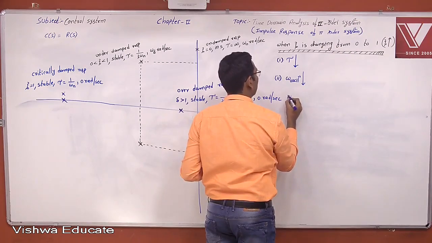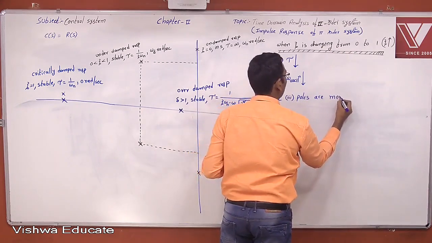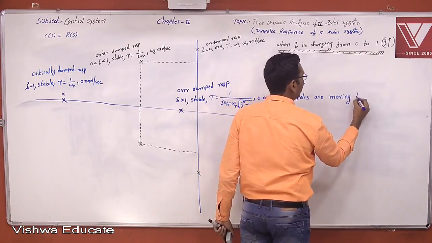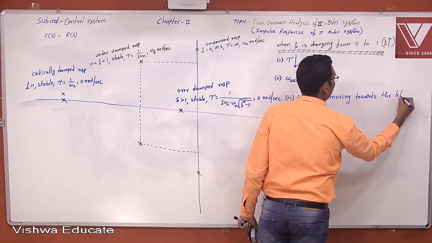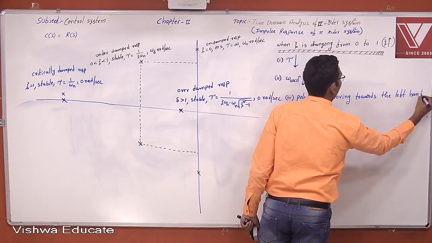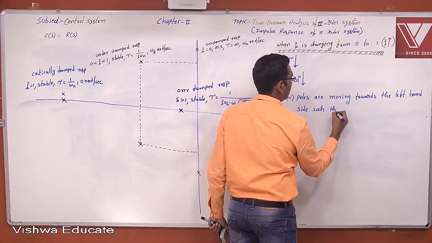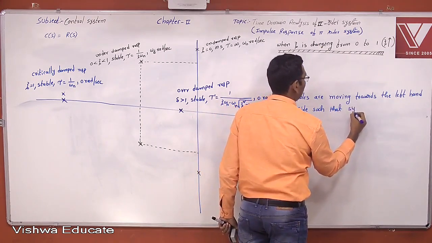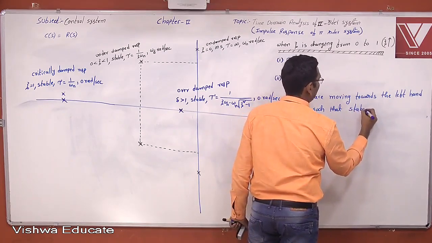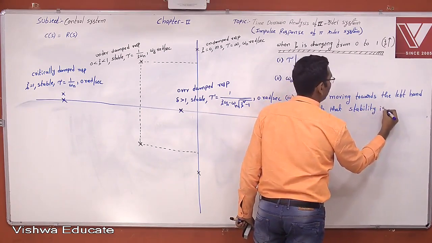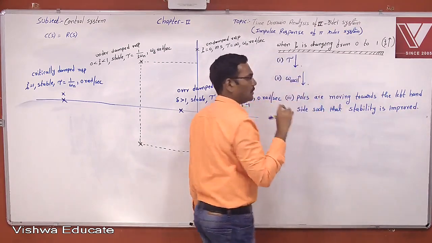Therefore, when damping factor zeta is changing from 0 to 1, or zeta increases, the third point is poles are moving towards the left-hand side, such that the stability is improved. Is it right or not?